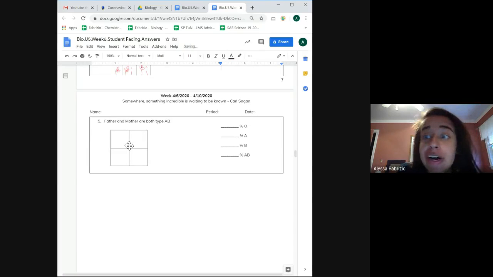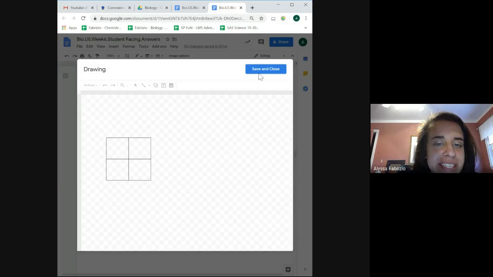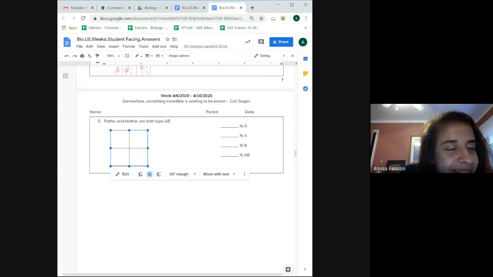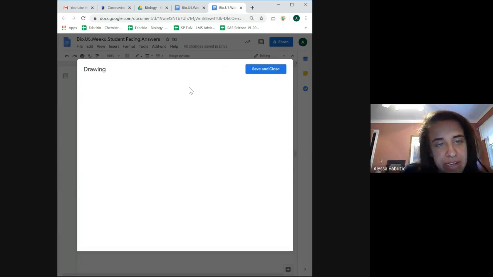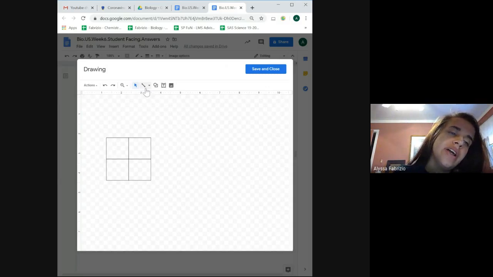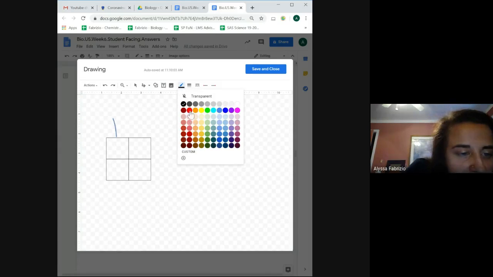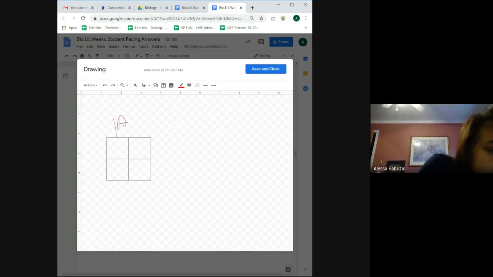Okay, and our final cross, final one for the day, thank goodness, is, I did not even read what it said. So it's mother and father are both type AB blood. So they're both heterozygous for those 2 dominant alleles. So our A allele and then our B allele. So let's do this, shall we? Okay, so A allele, B allele, because they both have AB blood.